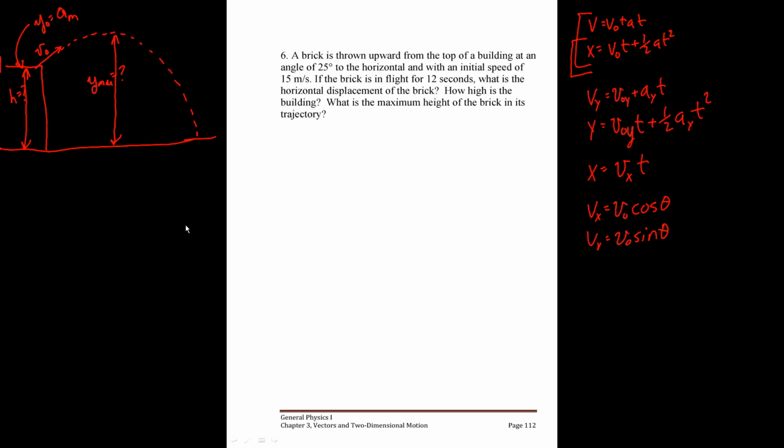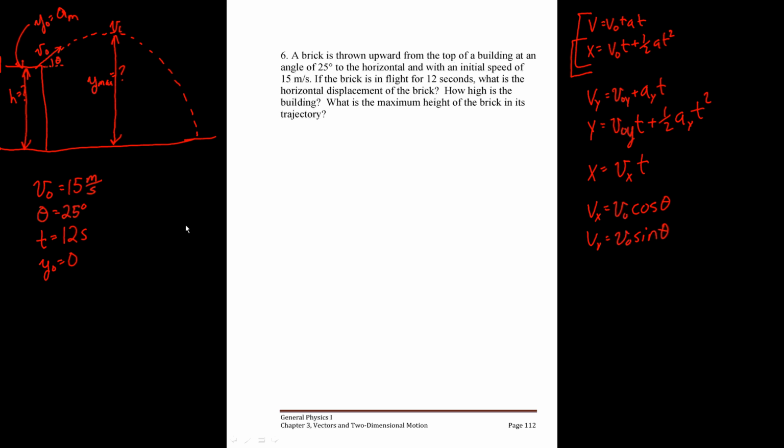Let's write down what we know. We know that v naught is equal to 15 meters per second. We know that theta equals 25 degrees. That's this angle theta right here. We know that the total time is 12 seconds, that it's in the air. Y naught is equal to 0, which is by our definition.